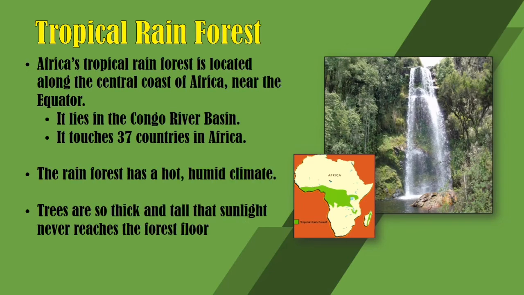This is located along the central coast of Africa near the equator. It lies in the Congo River Basin that touches 37 countries in Africa. The rainforest has a hot, humid climate, and the annual rainfall is over 70 inches. Trees are so thick and tall that sunlight never reaches the forest floor. And the trees grow hundreds of feet tall.